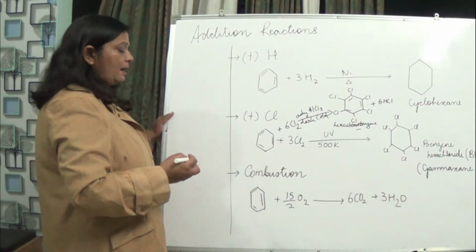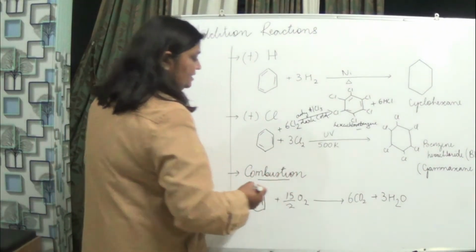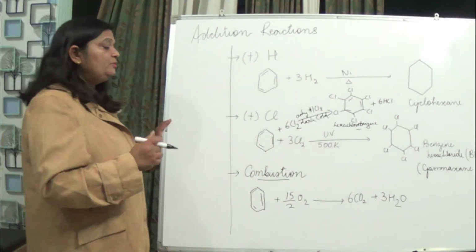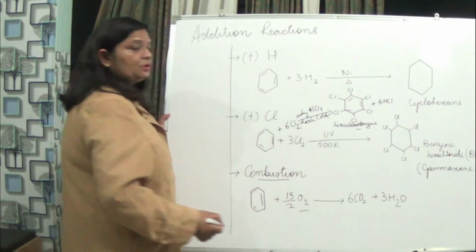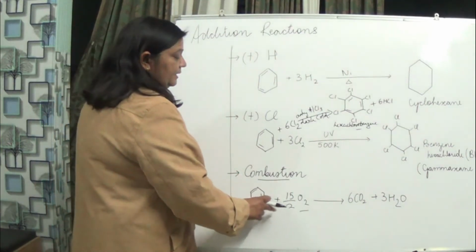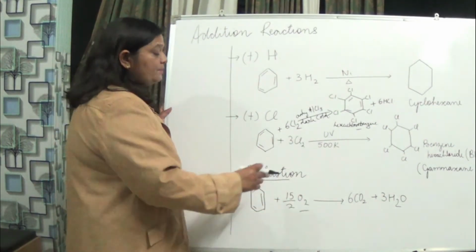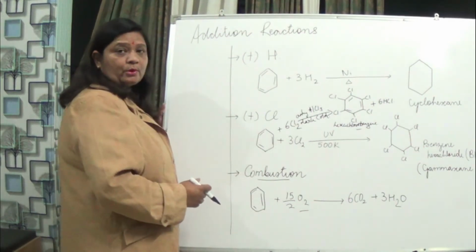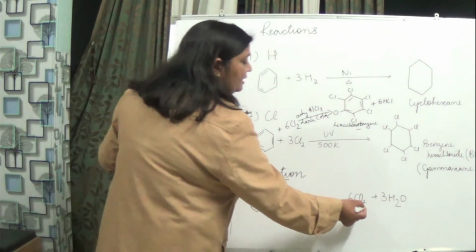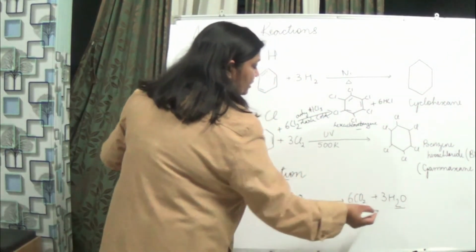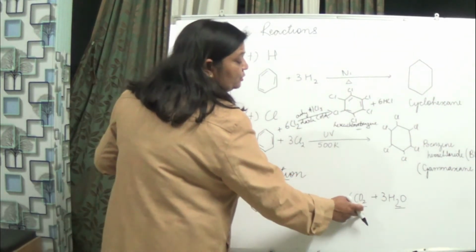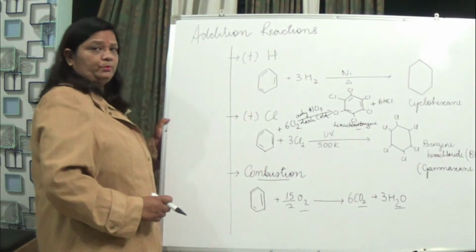Now coming to the combustion reaction. If we say combustion reaction, it means what? There will be the presence of oxygen. So benzene will be burned in the presence of oxygen, and how much oxygen will we take? 15 upon 2, or 7.5. We will get what? Carbon dioxide plus water. This is benzene, so you will get 6CO2 plus 3H2O.